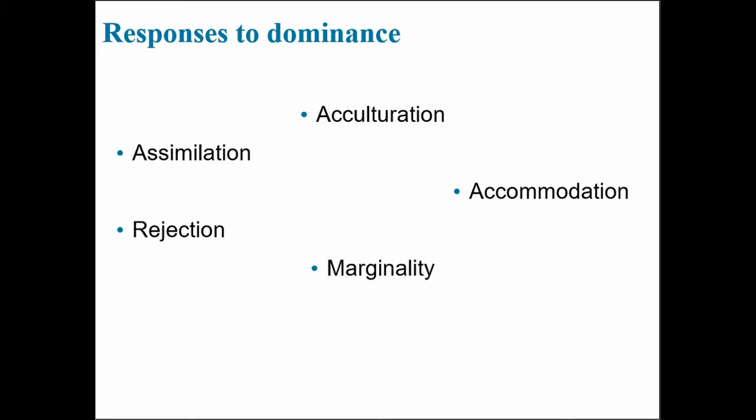It is expedited by similarities in culture and physical characteristics. Another response to dominance is accommodation, so a coexistence and acceptance of the status quo where minority groups maintain key features of their own culture. So a side-by-side existence, for example, Amish communities that live within our society.